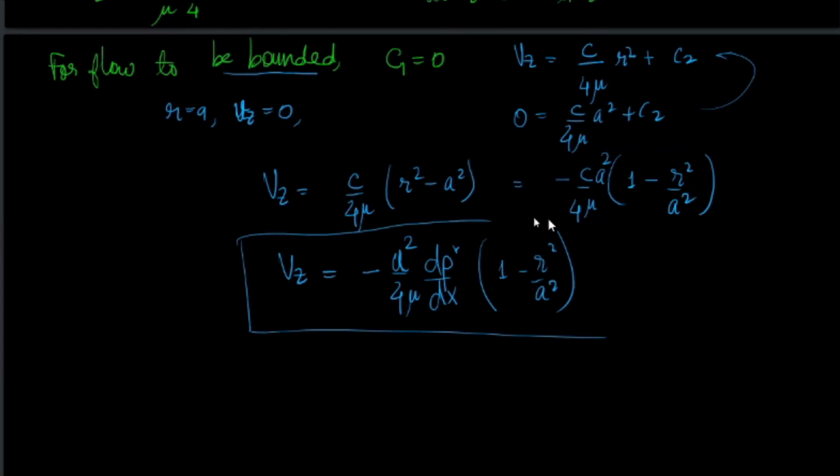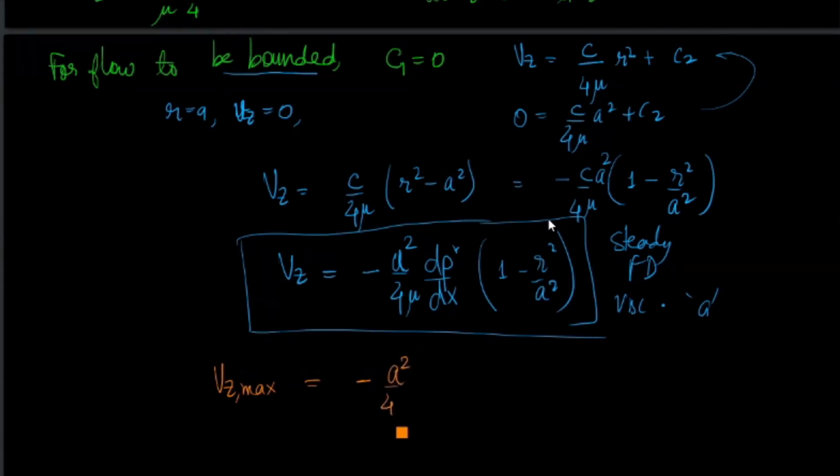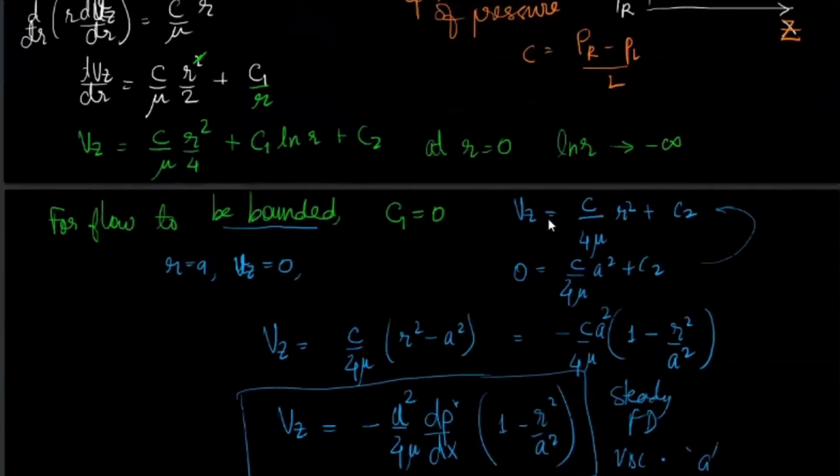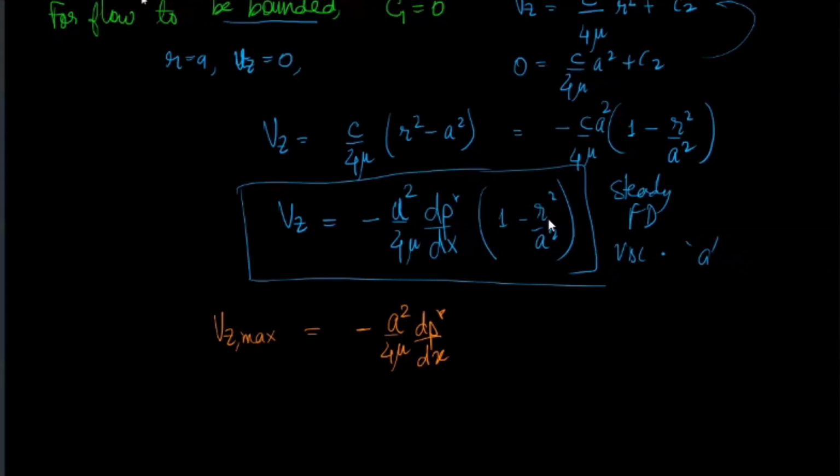So this is the velocity profile for a steady state, fully developed viscous flow through a pipe of radius A. Now what is the maximum velocity? Quite naturally, the maximum velocity occurs at the channel center line, so at r equal to 0. So Vmax will be a square by 4 mu dp star dz. Have I written it x everywhere? It should be dz. Yeah, it's dz.